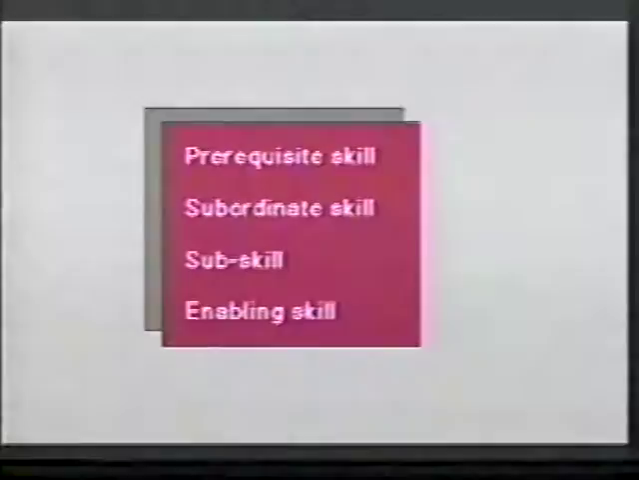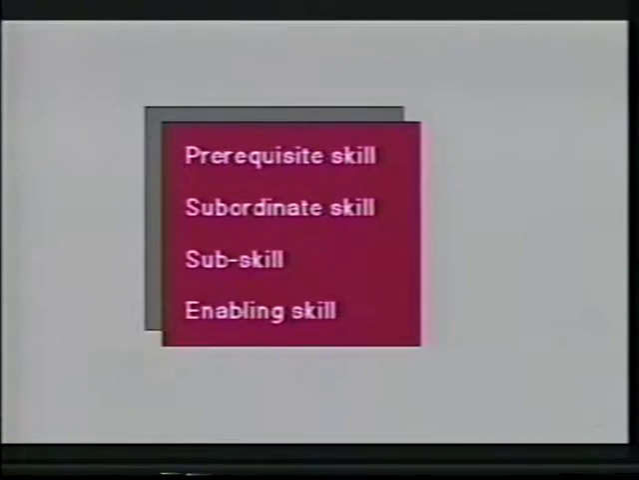Before showing you how it's done, though, we need to sort out just a little bit of terminology, because there are some word jumbles in this field that you need to learn to be comfortable with. For example, sub-skills, which is what we're talking about here, are called by a variety of names. They're called subordinate skills, prerequisite skills, enabling skills, sub-skills, and they all mean the same thing. It doesn't make any difference. There's no significant difference between those terms. So pick one and be comfortable.